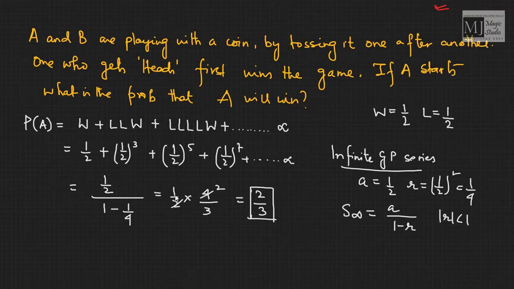Fine. और अगर फिर ये पूछे कि what are the chances that B will win if A starts, it is simply 1 minus 2 by 3, that is 1 by 3. Hopefully this is clear. Very easy format. We can design an infinite GP series and very easily we can find the answer.